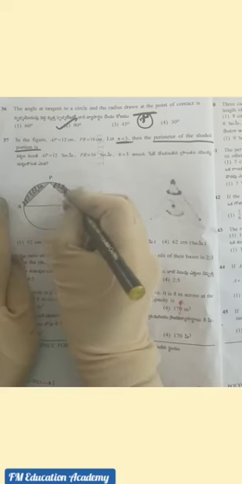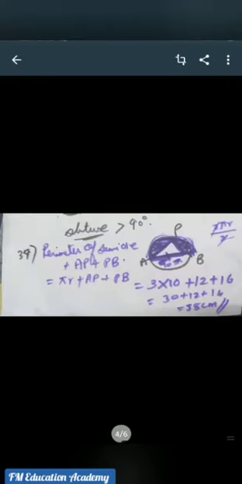37th question. In the figure, AP is given as 12 centimeter, PB is given as 16 centimeter, and it is telling us to take the value of pi as 3. Then it is asking what is the perimeter of the shaded portion. This perimeter we have to find out. How we can do it? How to find out the perimeter of the shaded portion?